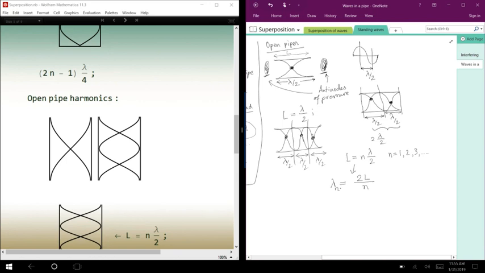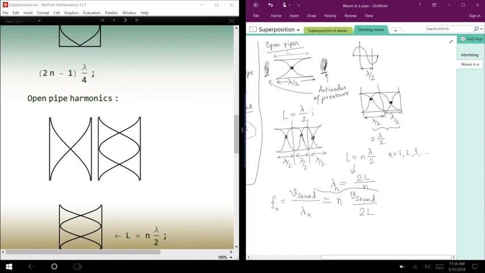So let's put a subscript n over here. As n changes, lambda changes. As n gets bigger and bigger, lambda becomes smaller and smaller. So as lambda decreases, the frequency increases, because we know that frequency Fn is equal to V sound over lambda n. Okay, so let's plug that in. V sound over lambda n gives us n times V sound over 2L.